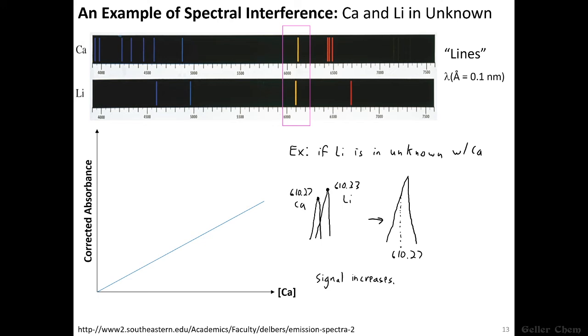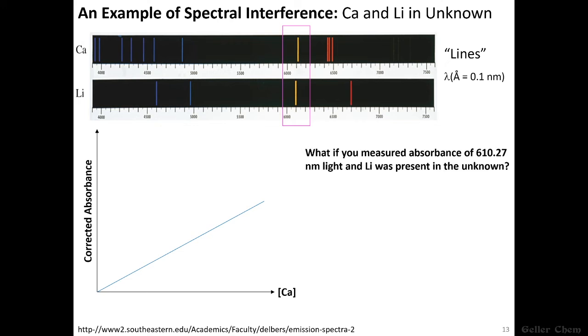And with that in mind, let's walk through the effects on our analysis. What if you measured the absorbance of 610.27 nanometer light and lithium was present in the unknown? First, we draw the representation of what should happen. Here's our calibration curve, and here's our unknown being plugged in and solved for, and let's say everything here represents the truth. Now we ask ourselves our three questions to see how we deviate from that truth.